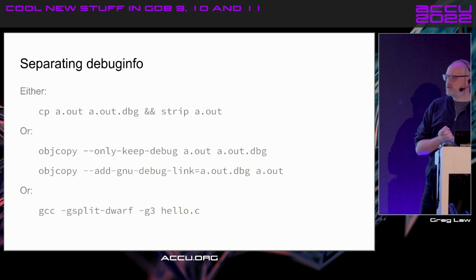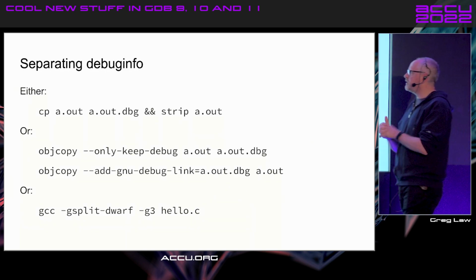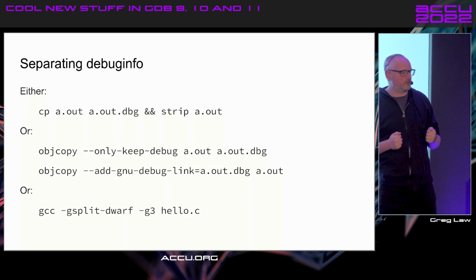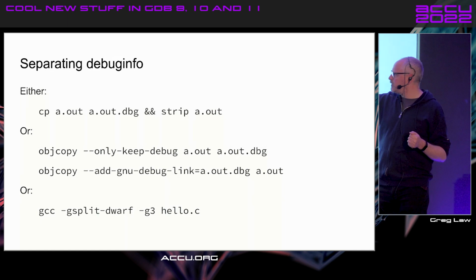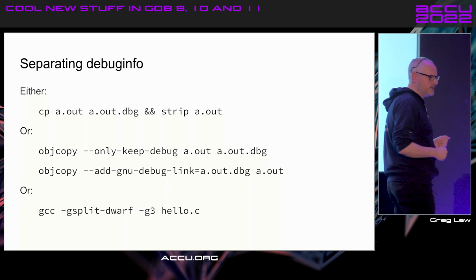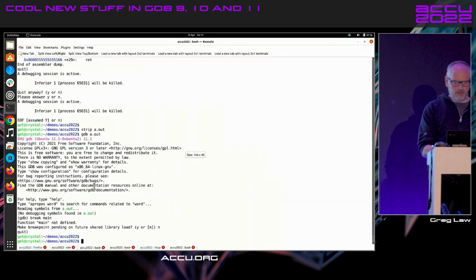So often we want to separate it out. There are different ways you can do that. I just showed you using the strip command. We can use objcopy, or we can do this thing at the bottom here with -gsplit-dwarf. So if I show you what that looks like.